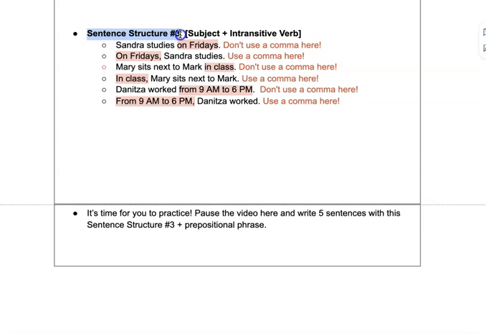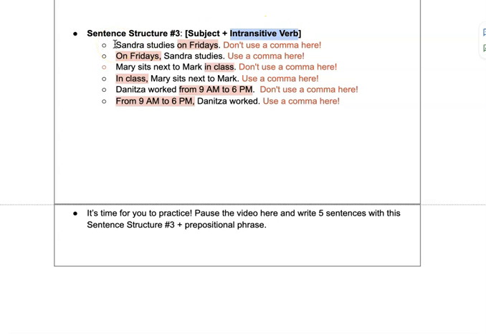Now, let's take a look at the last structure, sentence structure number 3. Remember, this structure is also a structure we use to help us talk about what the subject is doing. Because we use an intransitive verb, an action verb that does not need a direct object, you can stop the sentence here after the intransitive verb. Or, like we are learning this week, we can add prepositional phrases because they're extra pieces of information that are really helpful for your sentences.